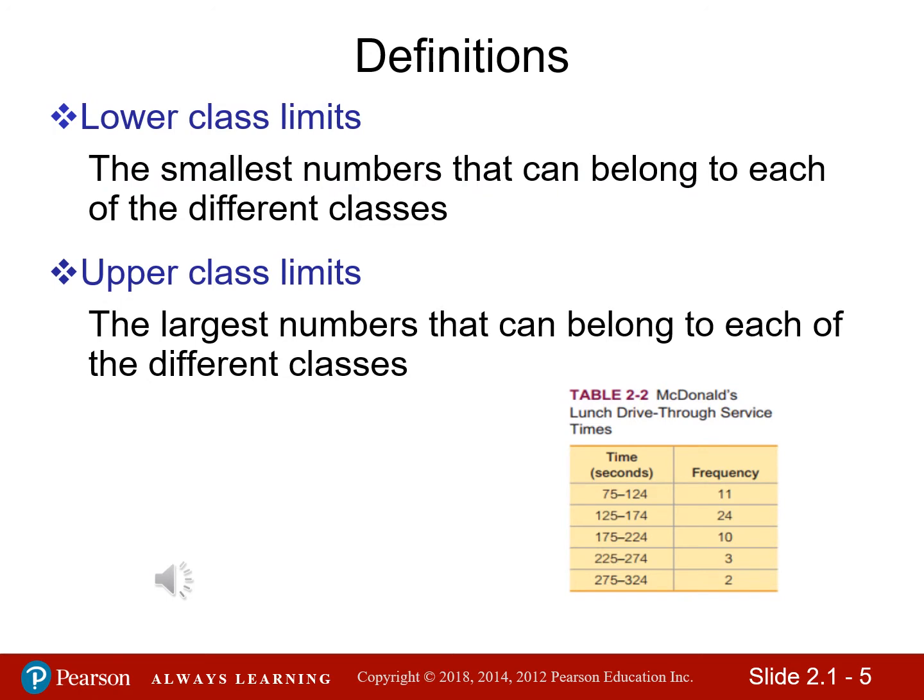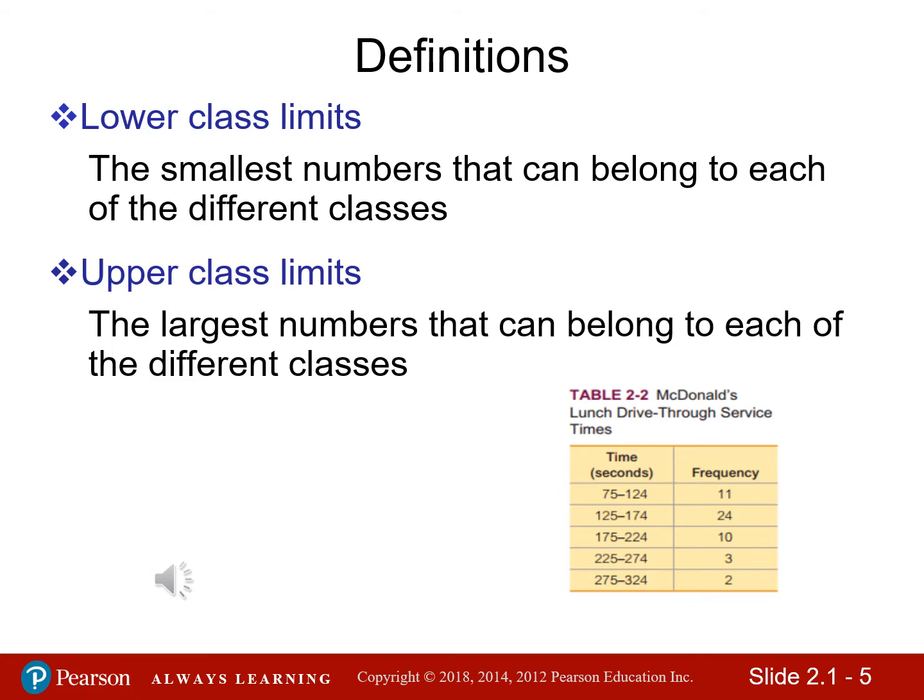Before we get started with frequency distributions, let's review some terms we will be using in this section of Chapter 2. Class limits, or boundaries, are the numbers used to separate classes. Each class will have a lower limit and an upper limit. And these are the lowest and highest numbers in each class.